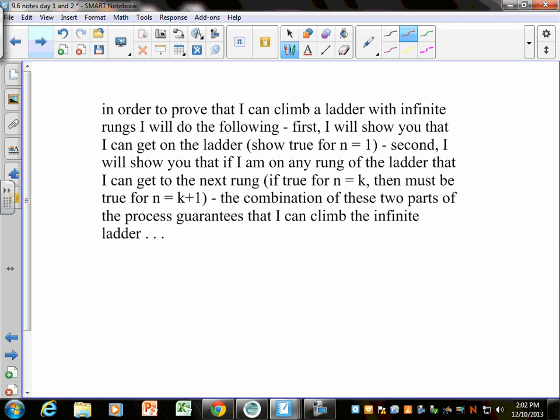I feel like it sort of makes it a little more concrete. I know it's kind of weird to think about an infinite ladder, but it at least helps you understand what this k is.